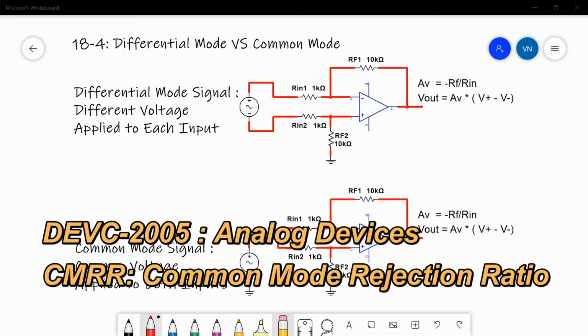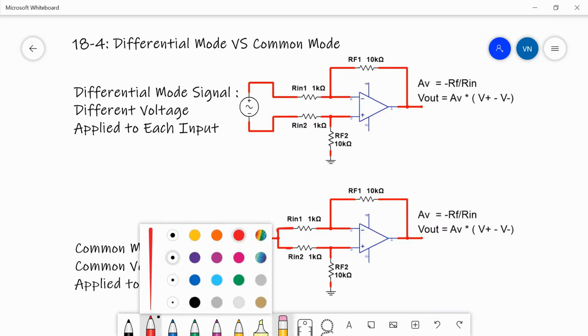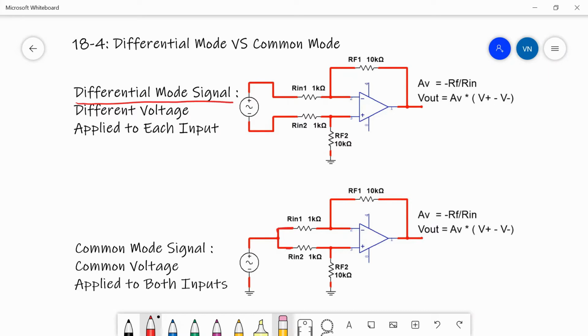Section 18-4 introduces something called the common mode rejection ratio. Before we can discuss that, we need to know what a common mode signal is. The differential amplifier is called that because when you apply a differential mode signal, that gets amplified. A differential mode signal is when you apply a different voltage between the two inputs.